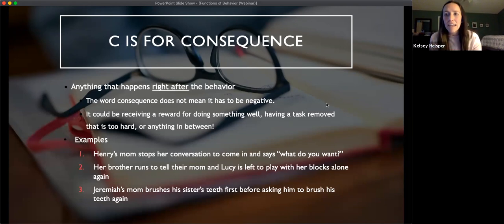So that is anything that happens right after the behavior. So it's really important when we look at the behavior to see what happened before and what happened after, because those are the parts that are going to tell us why the behavior could be happening.